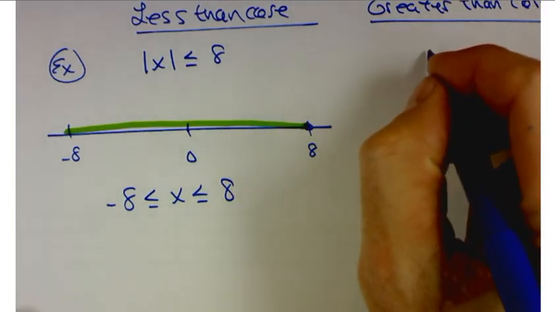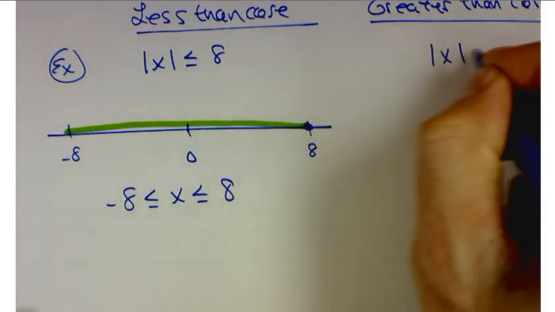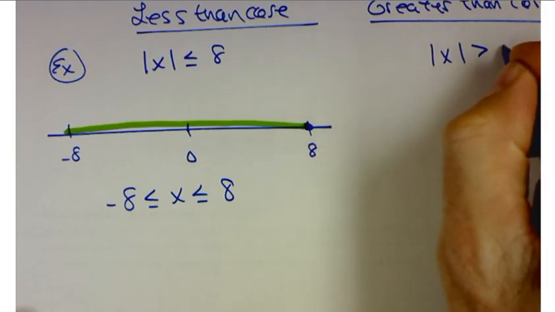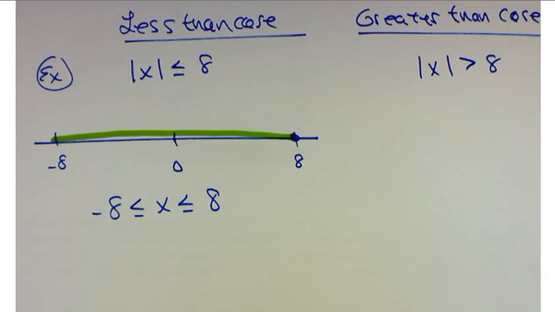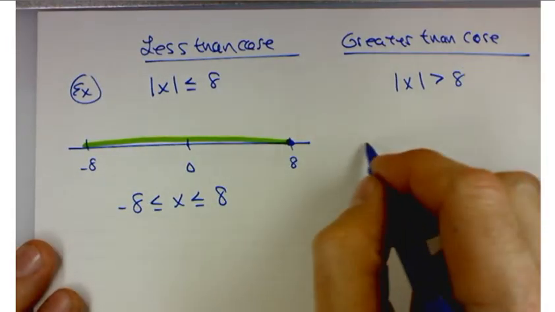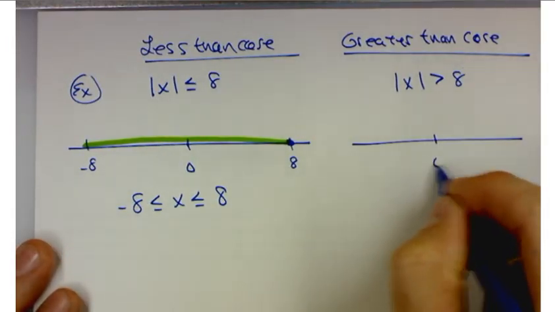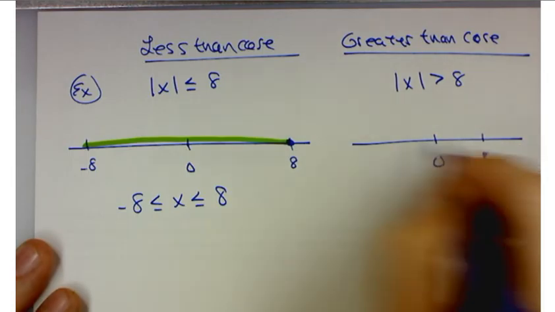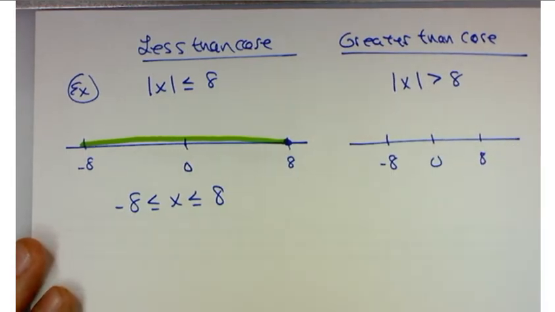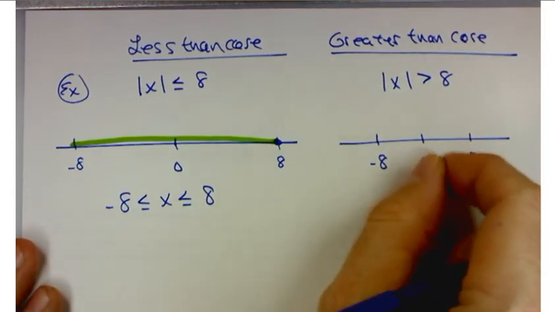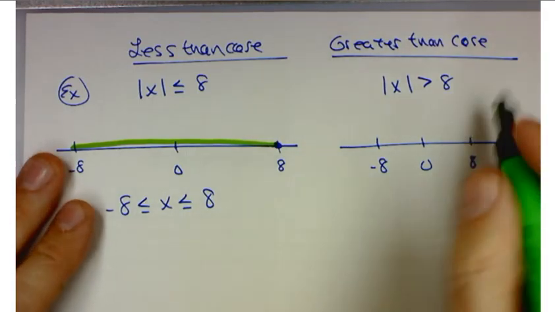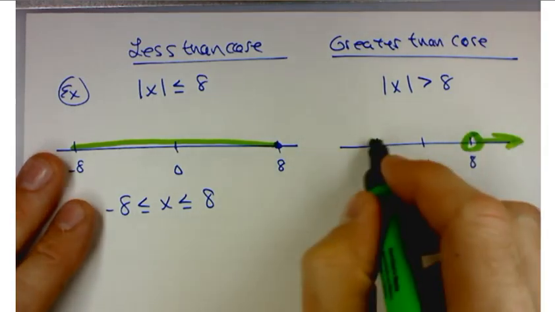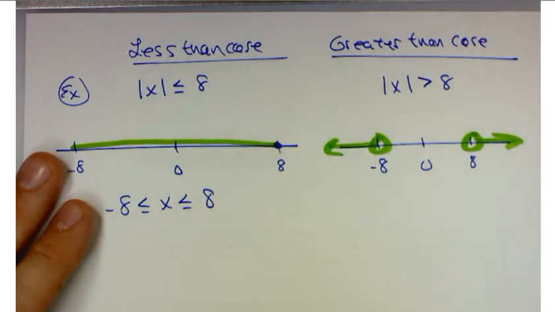Let's flip things over to the other side. The absolute value of x, let's say it's greater than 8. Now, absolute value of x greater than 8 is going to be kind of the opposite situation. I don't want the things in between here anymore, right? I want the things on the other side of 8. So I want everything to the right of 8 and to the left of -8.